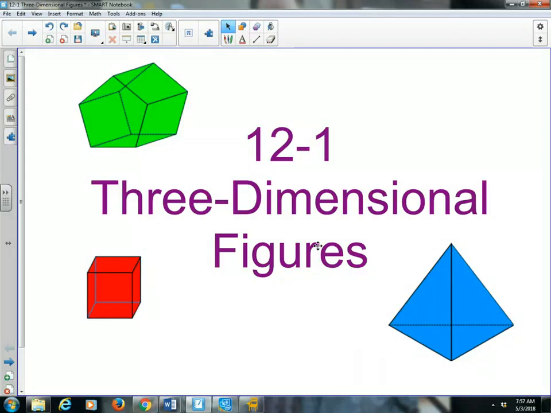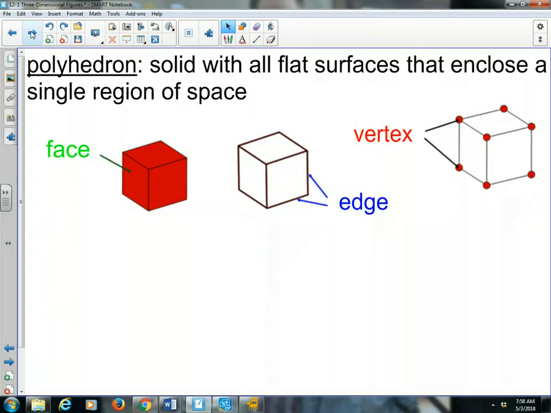We're talking about three-dimensional figures today. Everything that we've been talking about so far in geometry has been two-dimensional. Now we're on to three-dimensional figures. They're called polyhedrons. Polyhedrons are solids with all flat surfaces that enclose a single region of space.